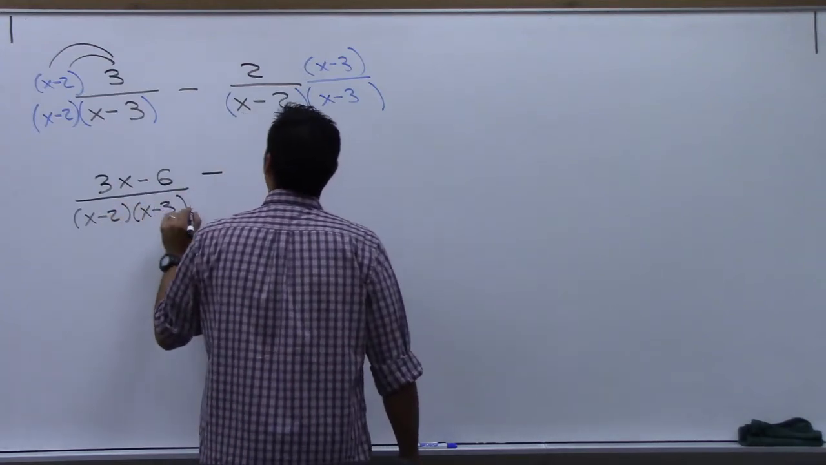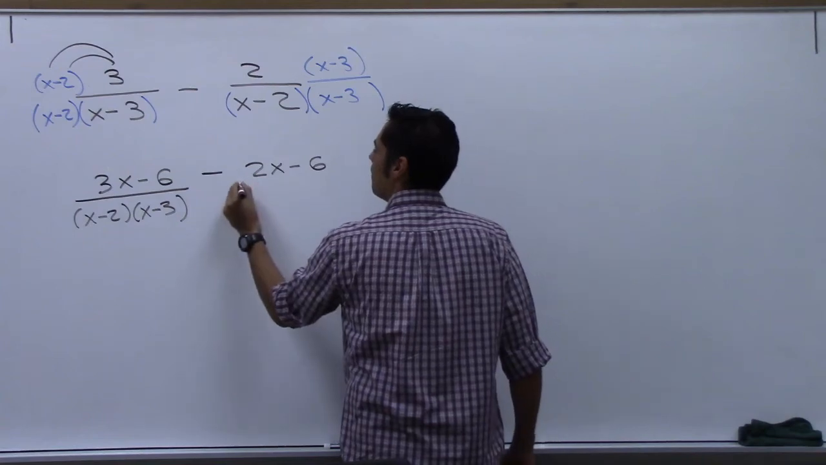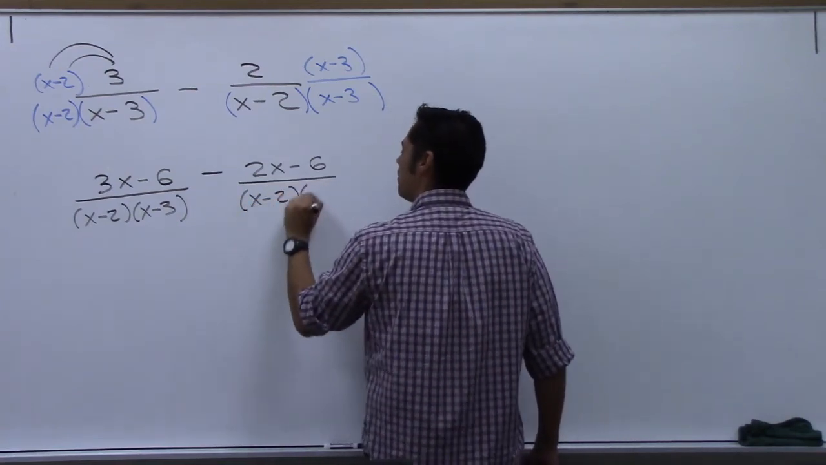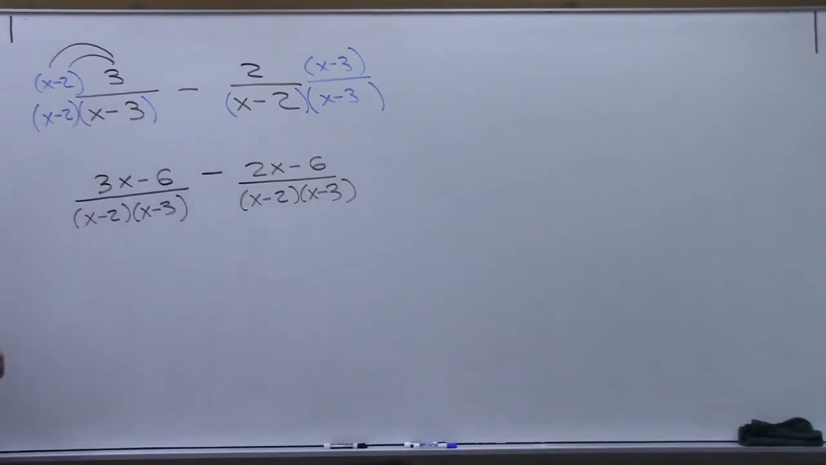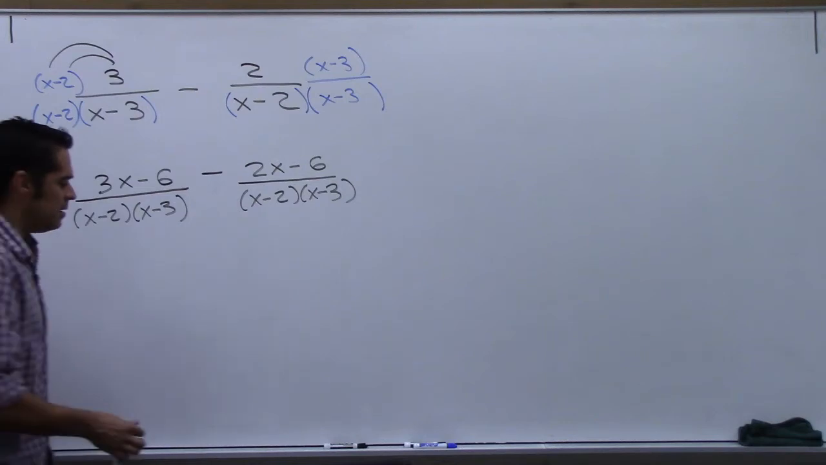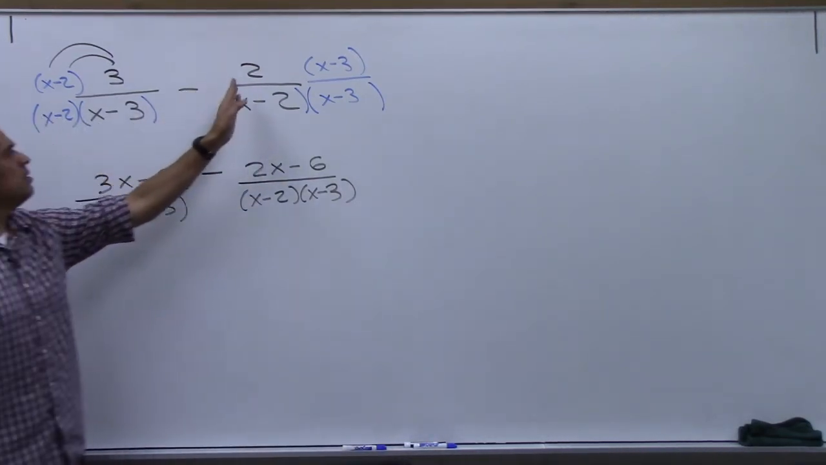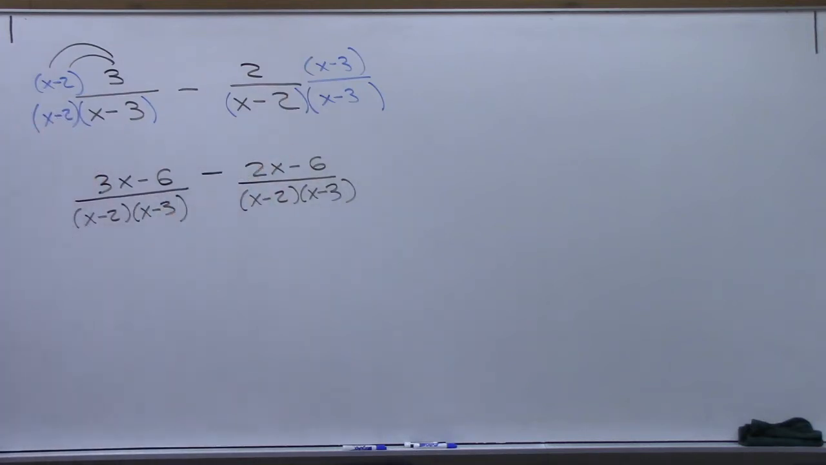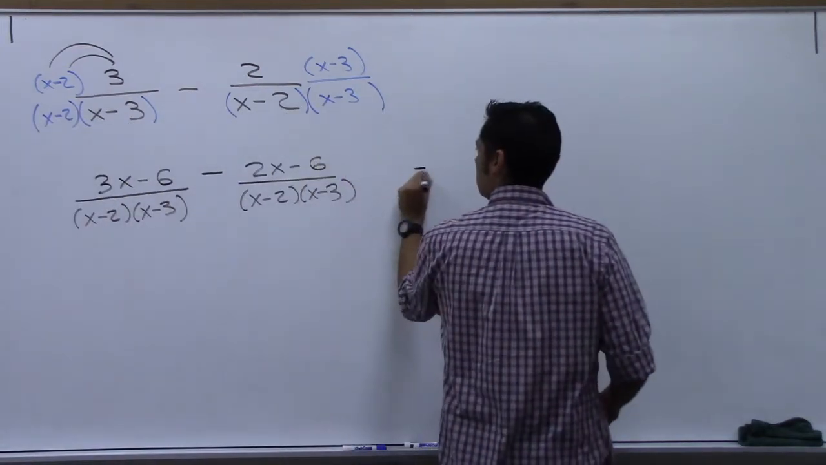All right, so 2x minus 6 here over x minus 2 times x minus 3. There is one little tricky part to this problem, and that's the minus sign in the middle. The 2 gets distributed, and then the minus has to get distributed, right? So what's the final result? x over x minus 3 times x minus 2.